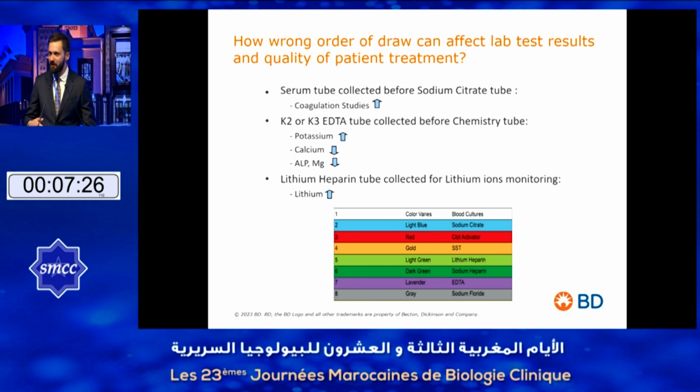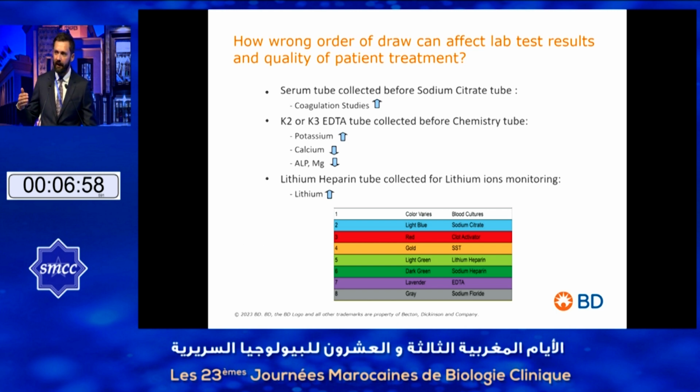So I would love to give you a couple of examples. For instance, if we collect the coagulation tube after chemistry, after the serum gel tube, in this case, a minor particle of clot activator might go to the second tube collected, which is coagulation. In this case, the coagulation cascade might be affected, and unfortunately, it definitely affects the accuracy of coagulation blood test results.